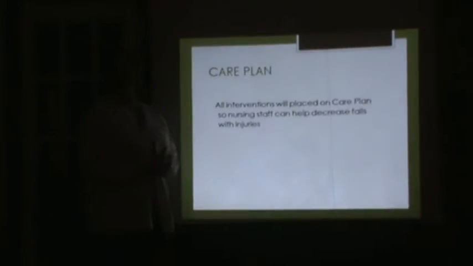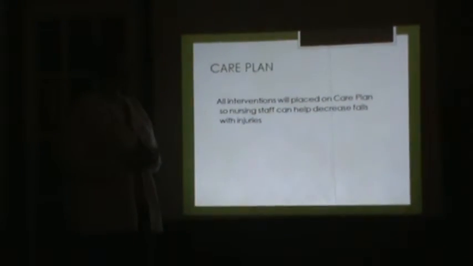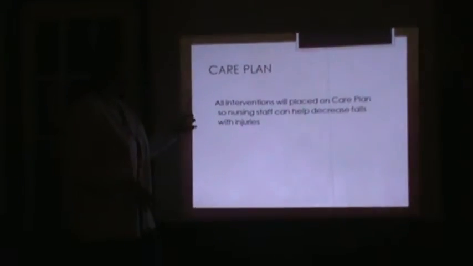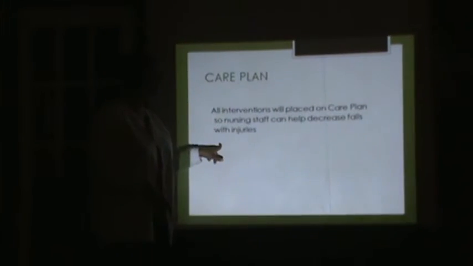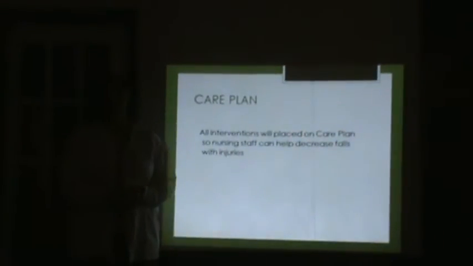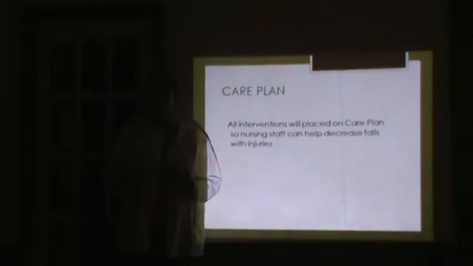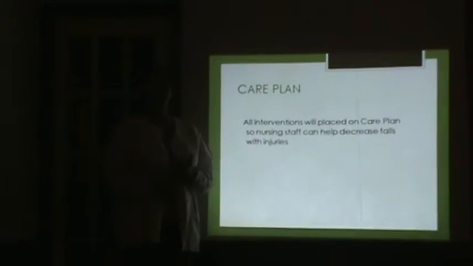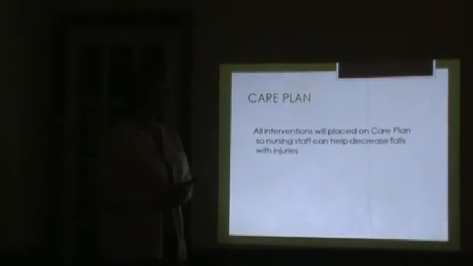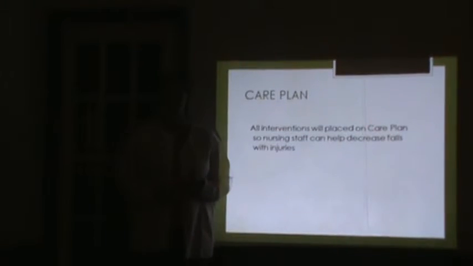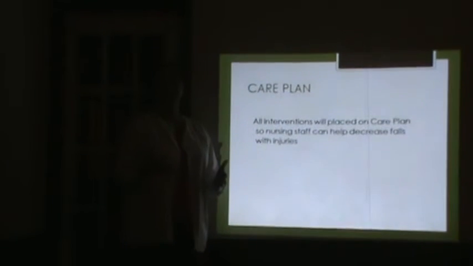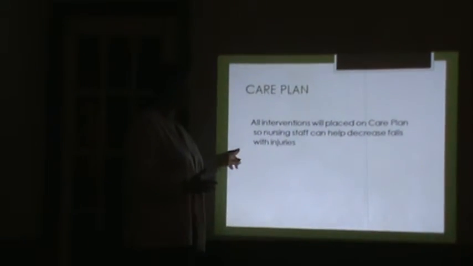The care plan is how the patient is being taken care of. So in the care plan, you have the interventions, you have your goal, and you have the problem. All interventions will be placed on the care plan so nursing staff can help decrease falls with injury. Meaning, a CNA can go get their care plan and see how they're supposed to take care of the patient, and make sure that they have all their proper safety gear and that the wheelchair is working properly. For instance, if we have a patient who is supposed to go to bed after meals because they've fallen after every time they eat, then the nursing staff will know to go get this patient and make sure she's laying down after she gets through eating.